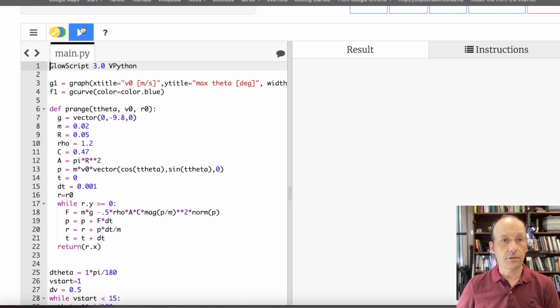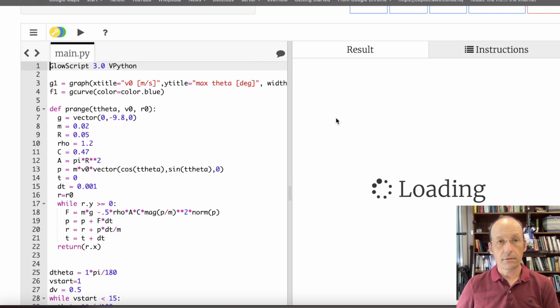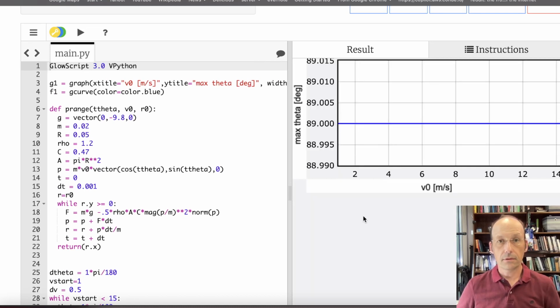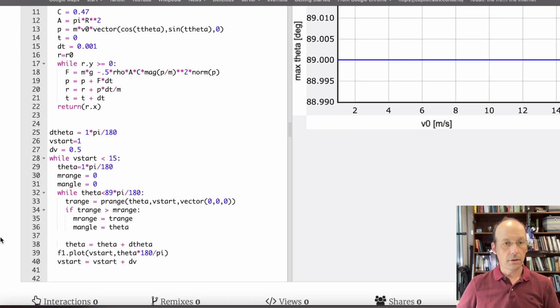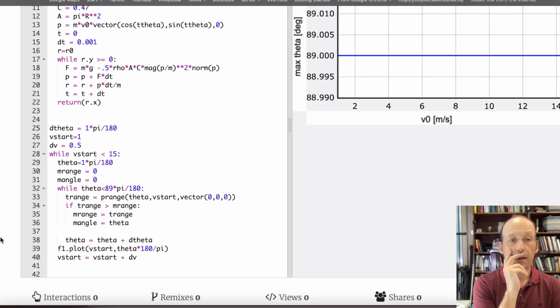Okay, trying it out. The max angle for velocity. Okay, so something went wrong. Oh, that's right. This should not be theta. This should be m angle.